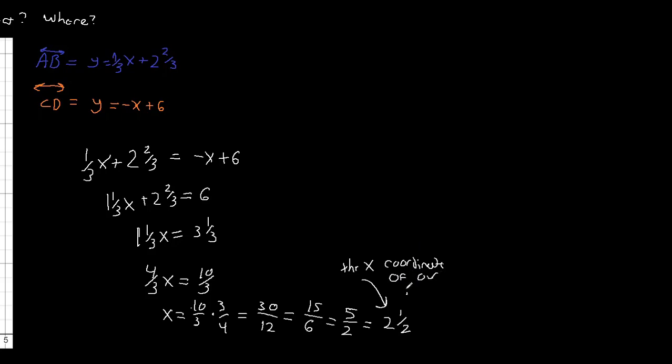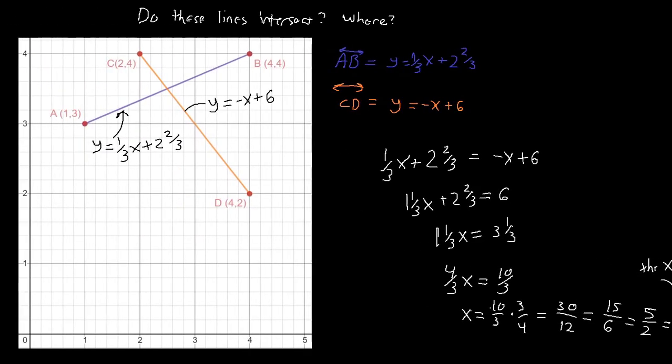Of our intersection point. Right, so this is the x coordinate of either line where they're going to be equal to each other. And if we scroll back over to our graph here, here's 2, here's 3, this is roughly 2.5. If we go up, we're pretty much right on 2.5. So we've done our math correctly.